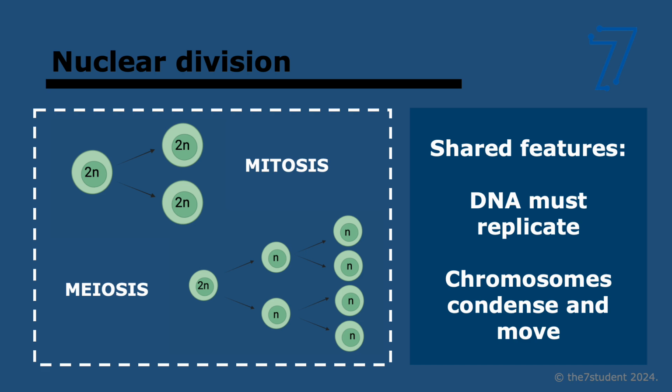So a super important part of cell division is nuclear division, and mitosis and meiosis are both types of nuclear division. Most people think they are cell division. They're not. They are nuclear division. Cell division is wider than that.